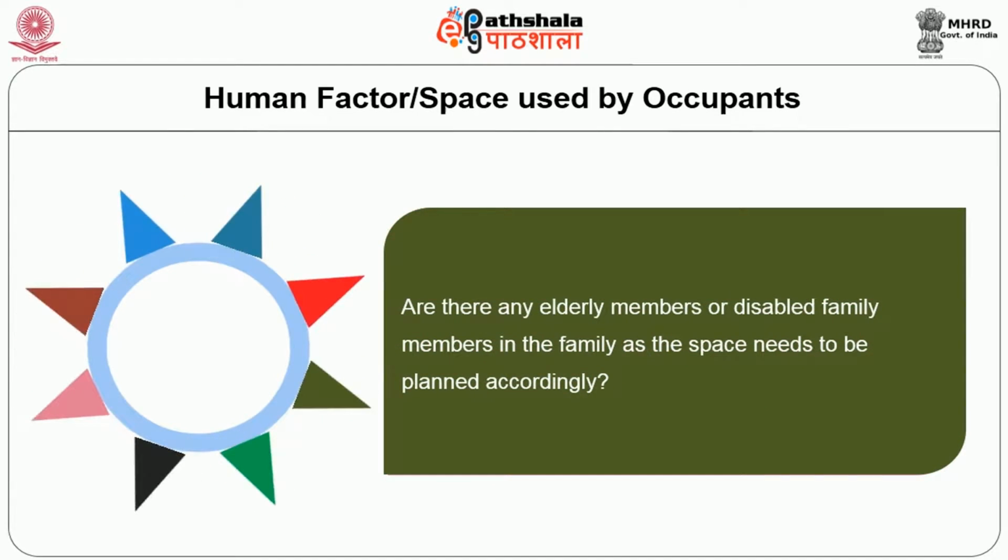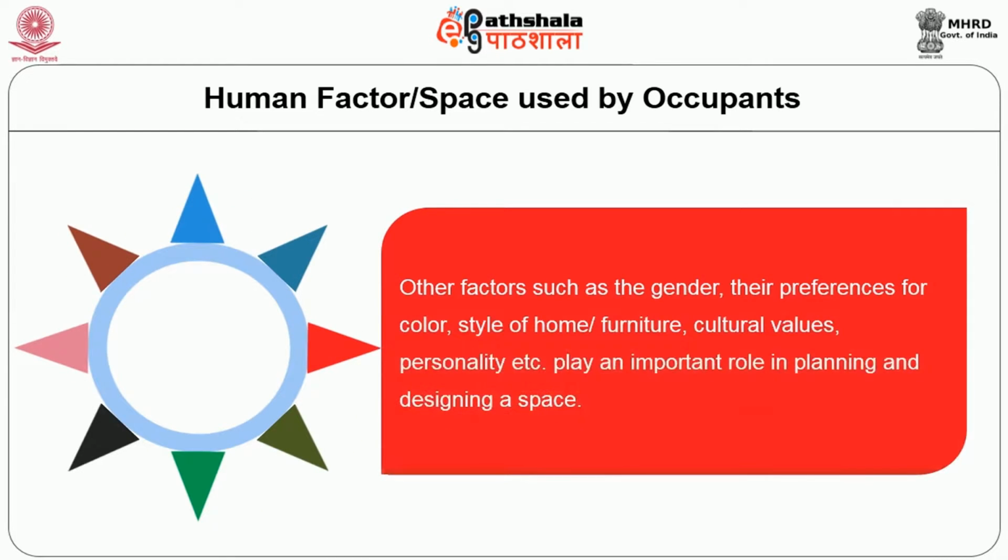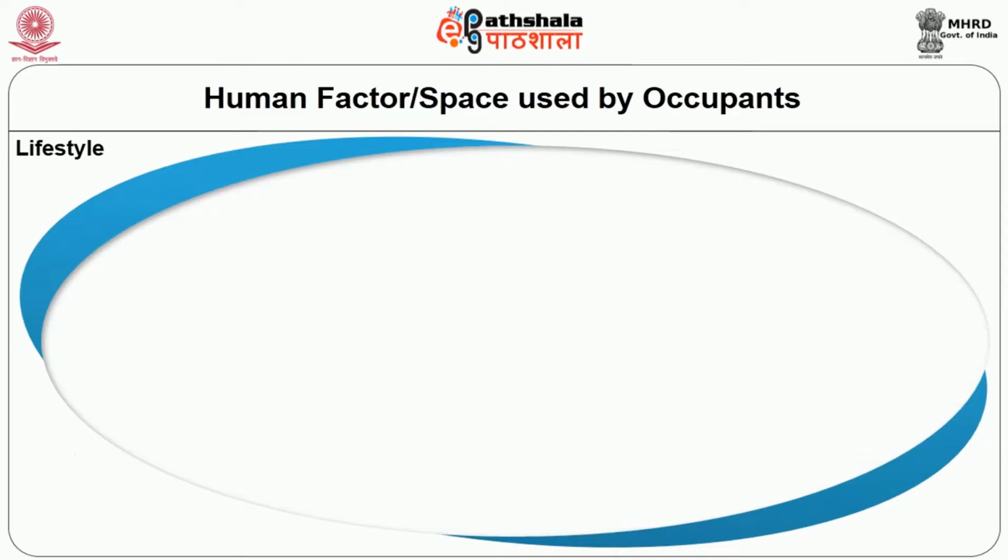Are there any elder members or disabled family members? Are there any kids in the family, as the space needs to be planned accordingly? Other factors such as gender, their preferences for color, style of home or furniture, cultural values, personality, etc. play an important role in planning and designing a space. First one, we will see the lifestyle.